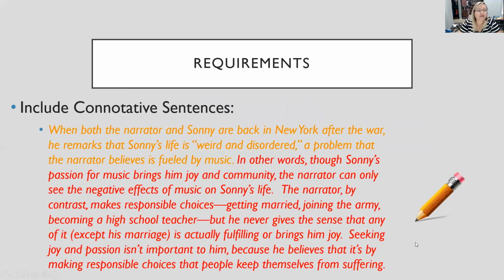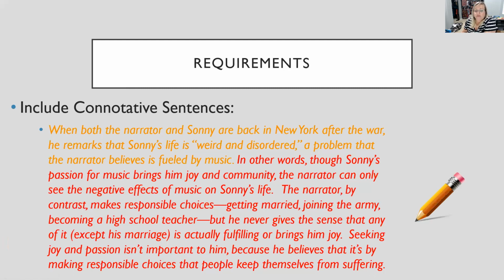So let's look at some connotative sentences. The sentence in yellow is the sentence with our quote. When both the narrator and Sunny are back in New York after the war, he remarks that Sunny's life is weird and disordered, a problem that the narrator believes is fueled by music. And I have here, and I probably should have made this one yellow as well, but in other words, though Sunny's passion for music brings him joy and community, the narrator can only see the negative effects of music on Sunny's life. So here are my commentary sentences.